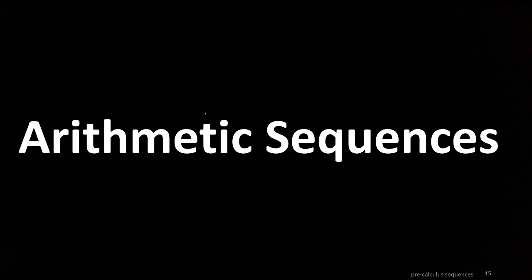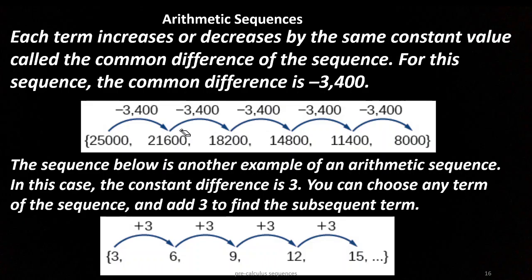All right, so we're going to talk about the special kind of sequence that's called an arithmetic sequence. An arithmetic sequence is when the terms are given in a way that if you start with the first term, you keep adding or subtracting the same number in order to get the rest of them. So in this case, if you keep subtracting 3,400, you get the next term, right? So it's the first term plus something, so adding a negative number or adding a positive number.